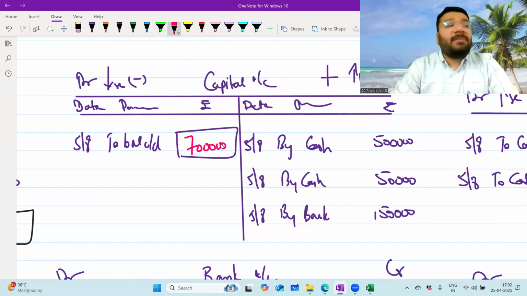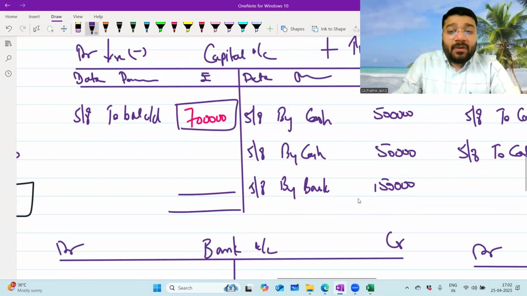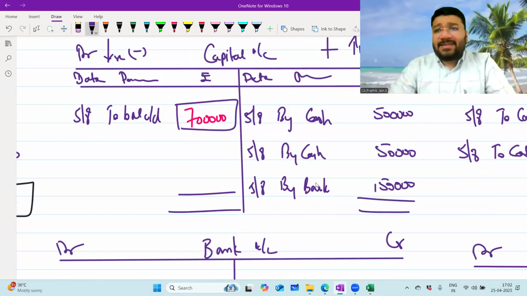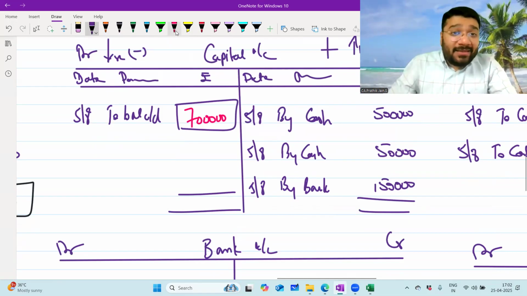5 lakh plus 50 plus 150, 7 lakh. Okay. Sir, go to next ledger. Who will put balance brought down? By balance brought down.